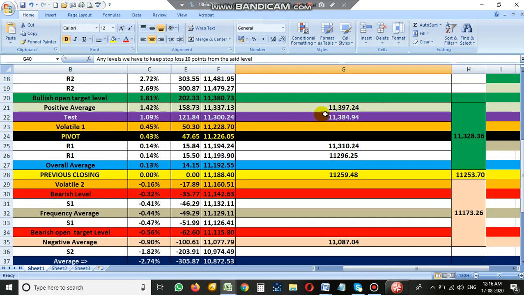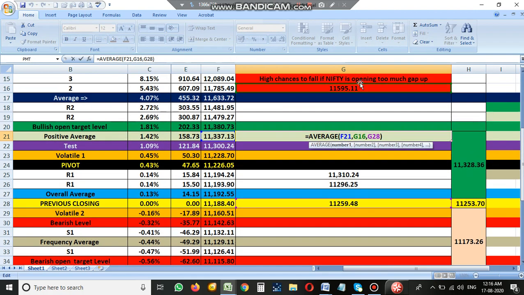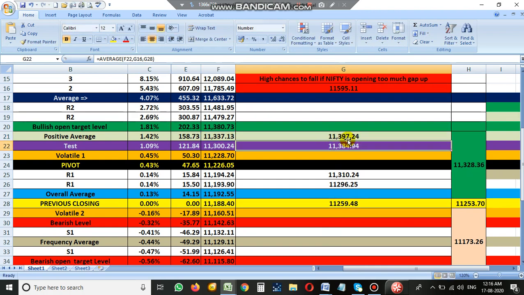If I take the positive average level from the average and the previous closing average, it gives 11,390. So on Monday, this particular level 11,397, we need to watch out, because if anything is not breaking this particular level, the market will fall down.